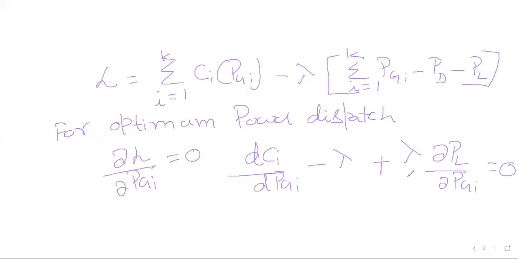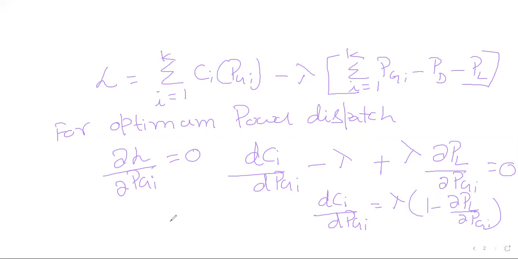Now take lambda common. Then dCi by dPgi equal to lambda into 1 minus dou PL by dou Pgi. This is the equation we get after simplifying.